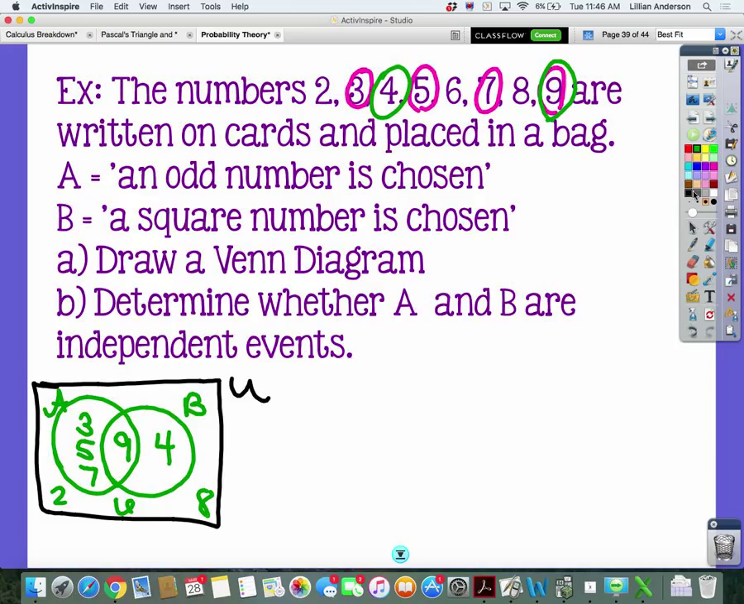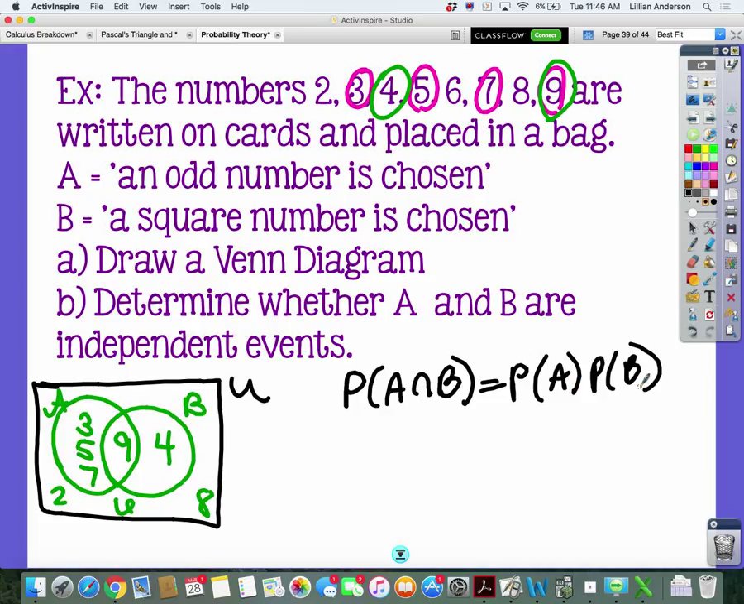Now we're going to determine if they are independent of each other. Remember, to be independent, the probability of their intersection has to equal the probability of A times the probability of B. Well, the intersection, what's the probability? 1 out of 8, there are 8 numbers there. We have to make sure that equals the probability of A times the probability of B.